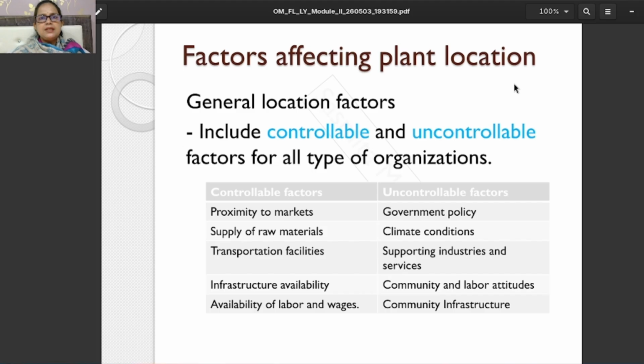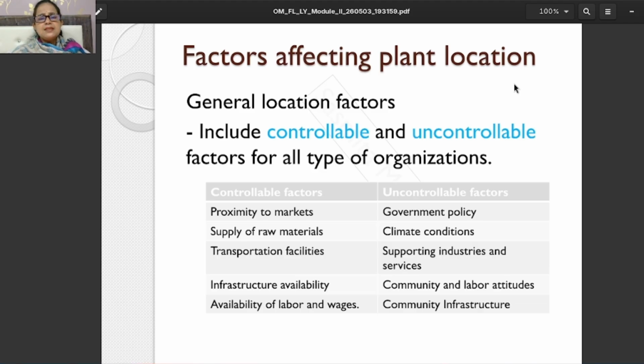Availability of labor and their wage, because the wage rate changes from state to state. So what is the labor availability? Is labor available in that state or not? What is the wage rate of the labor? These things are also very important factors while discussing.